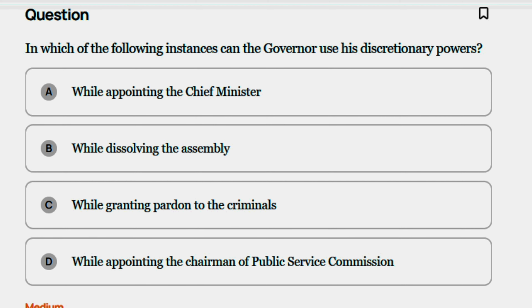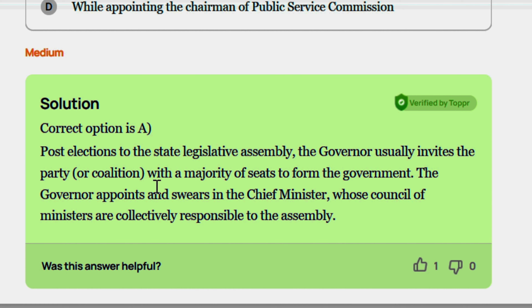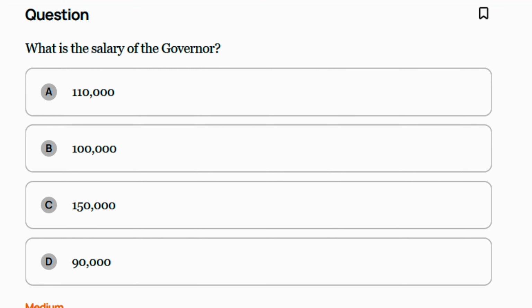Next question. In which of the following instances can the Governor use his discretionary power? Answer is while appointing the Chief Minister. Yes, correct answer is A. Post election to the state legislative assembly, the Governor usually invites the party or coalition with a majority of seats to form the government. The Governor appoints and swears in the Chief Minister, whose council of ministers is collectively responsible to the assembly.